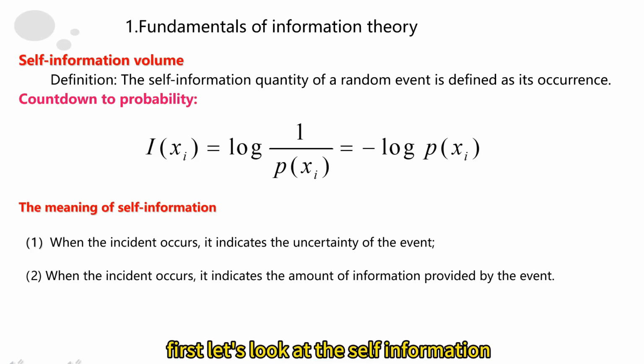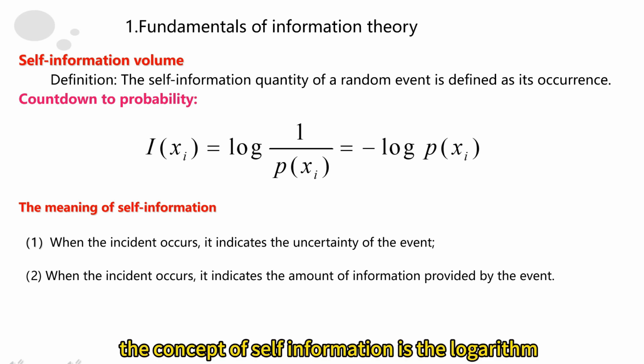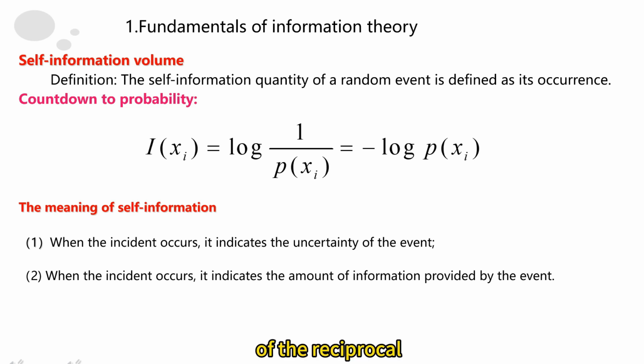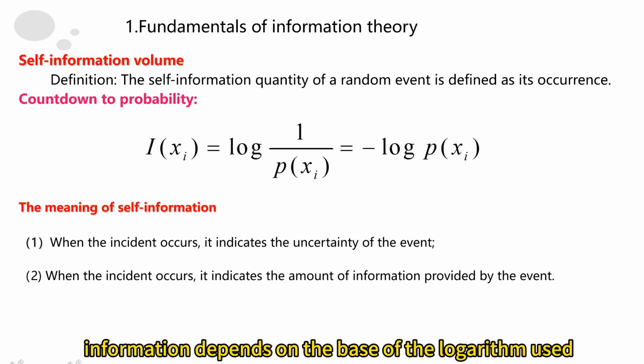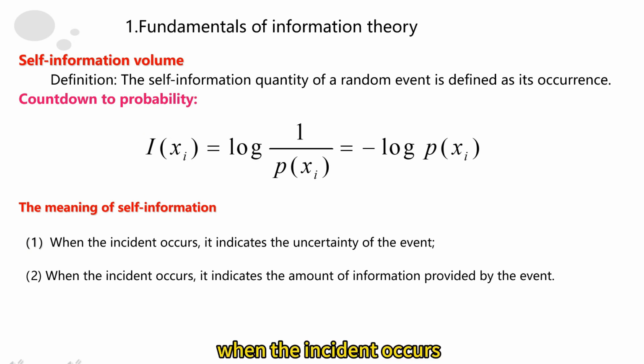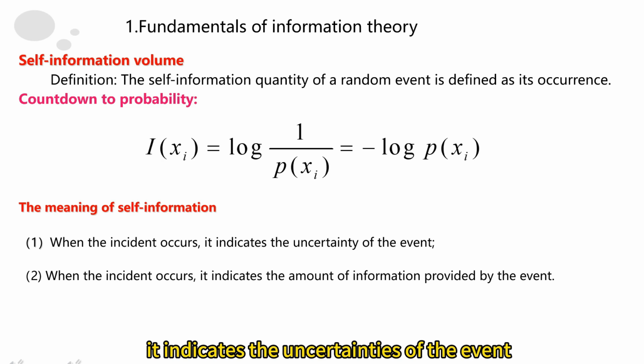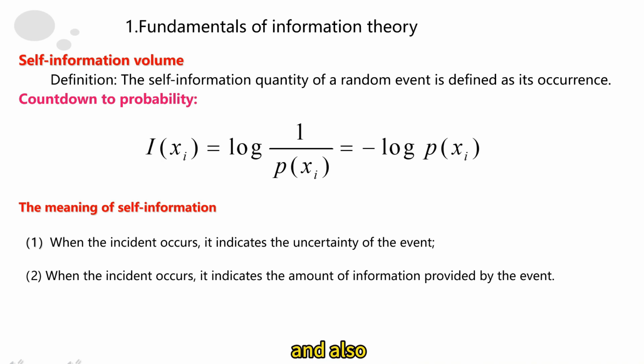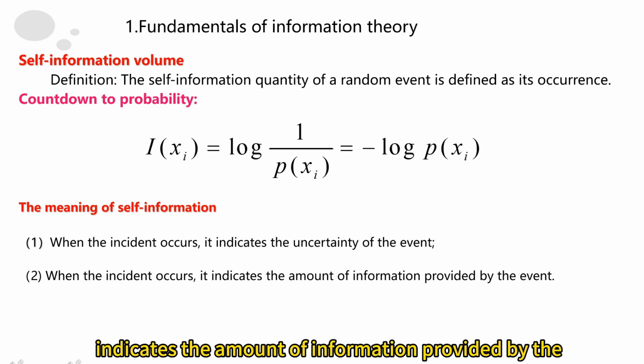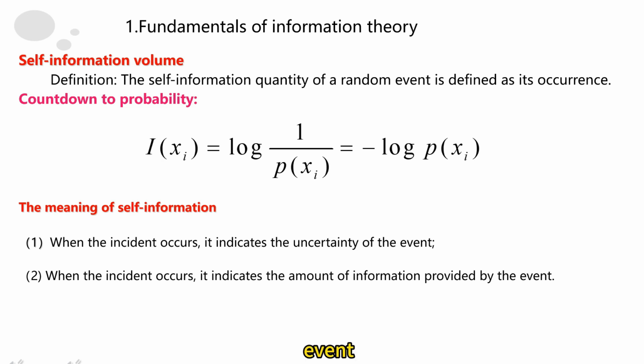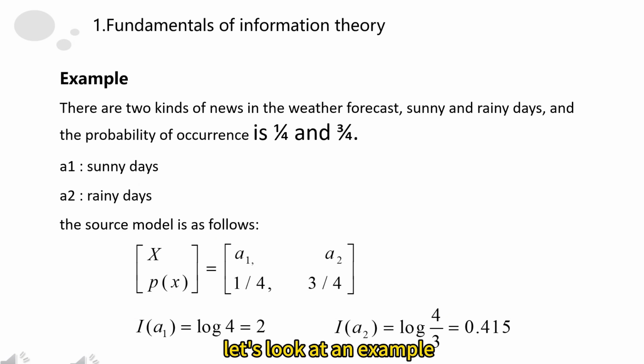First, let's look at self-information. The concept of self-information is the logarithm of the reciprocal of the probability of a random event. The unit of self-information depends on the base of the logarithm used. When the event occurs, it indicates the uncertainty of the event and also the amount of information provided by the event. Let's look at an example.